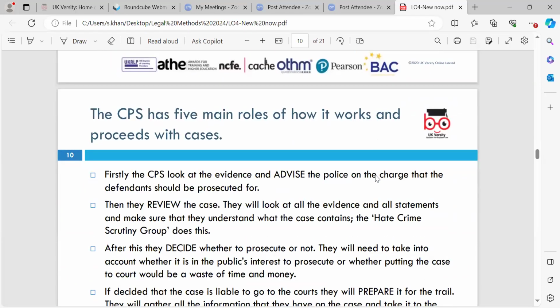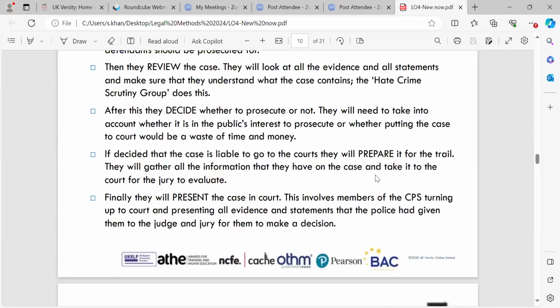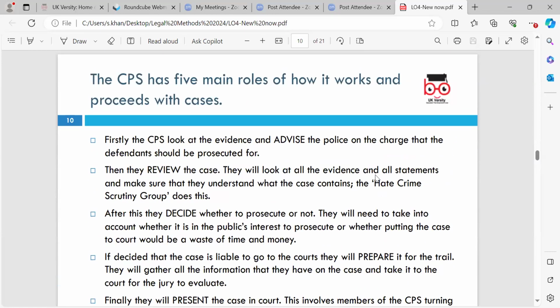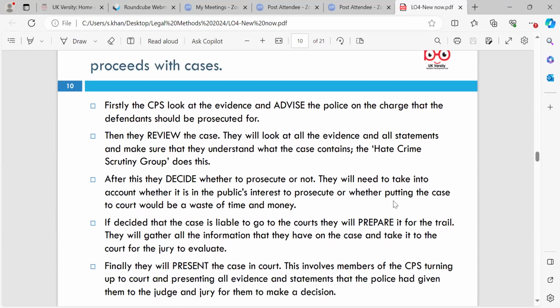So the CPS has five main roles in how it works and proceeds with cases. Firstly, the CPS look at the evidence and advise the police on the charge that the defendant should be prosecuted for. Then they review the case. They will look at the evidence of all the statements and make sure that they understand what the case contains. After they decide this, whether to prosecute or not, they will take into account whether it's in the public interest to prosecute or whether putting the case to the court would be a waste of time and money. If decided that the case is liable to go to court, they prepare it for trial.